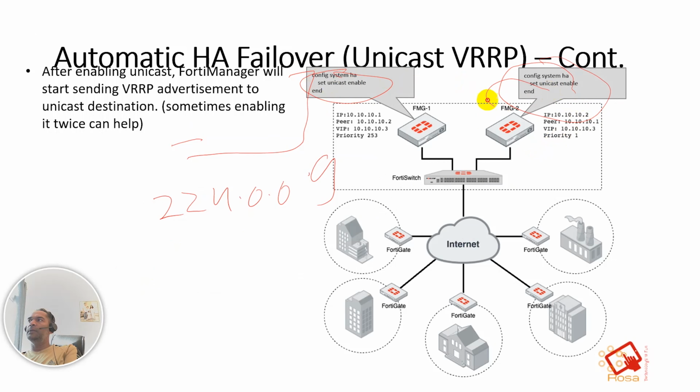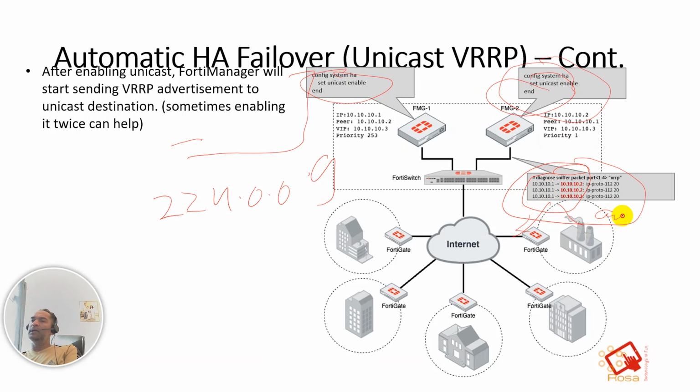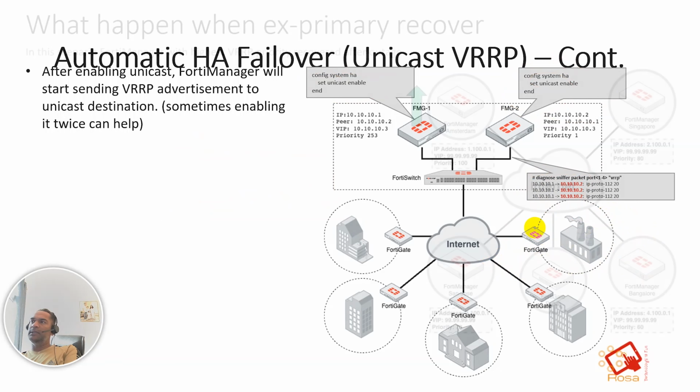You have to enable it on both FMGs, but in the GUI the configuration is synced. And the difference you will see when you take a packet capture: now the unicast advertisements are sent on layer 3 between the IP addresses. Earlier this was sent on 224.0.0.9, some multicast IP address in a group.